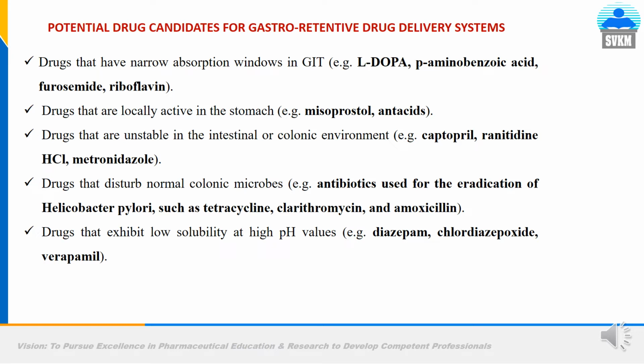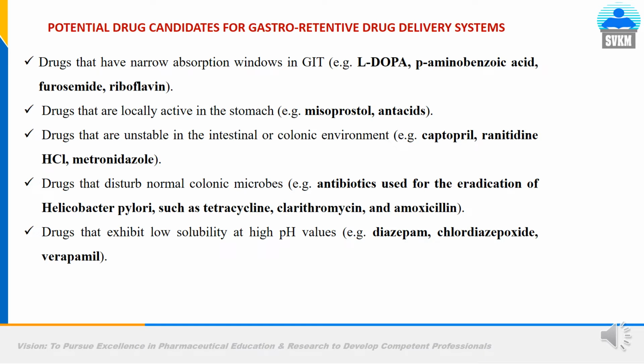These are some examples. Next, drugs that disturb normal colonic microbes. In the colon there are some microbes known as colonic microbes, and there are some antibiotics used for eradication of Helicobacter pylori, for example tetracycline, clarithromycin, amoxicillin. They will disturb the microbial flora, so it is better that they reside in the stomach and do not go to the colon.